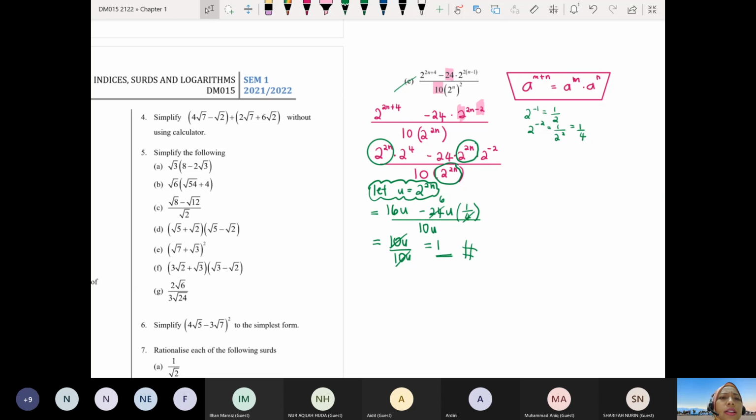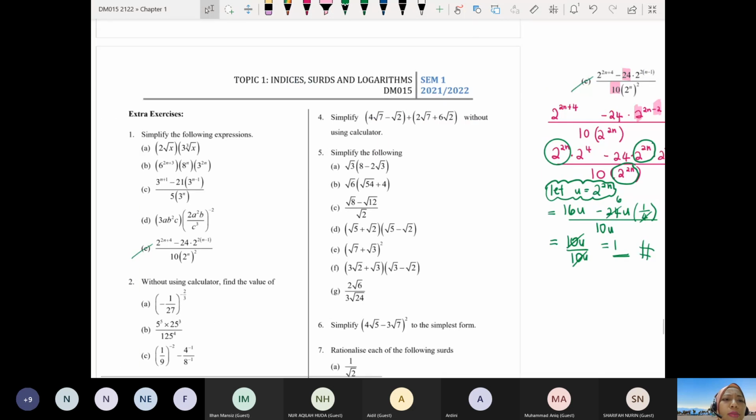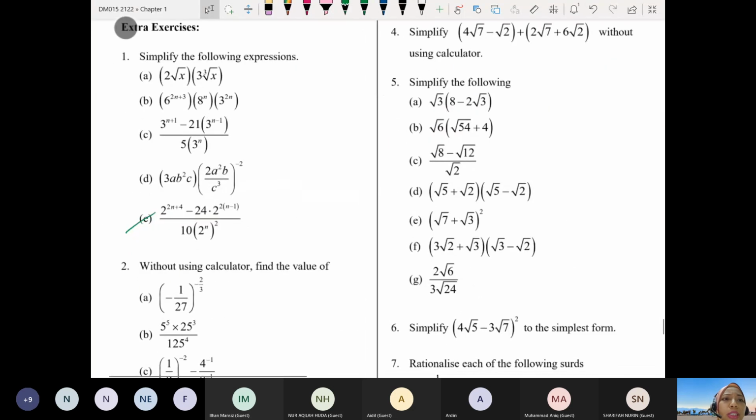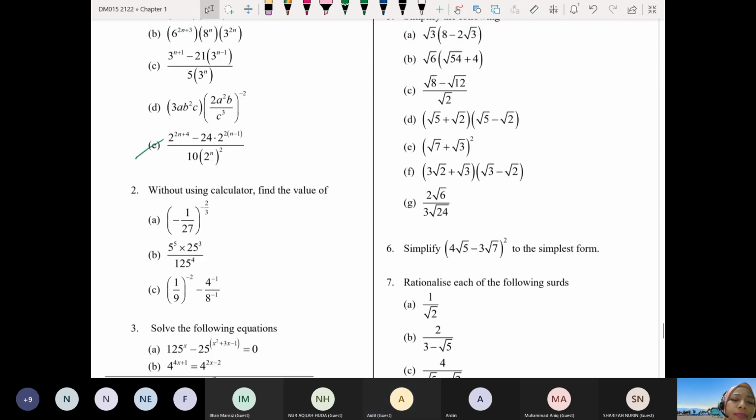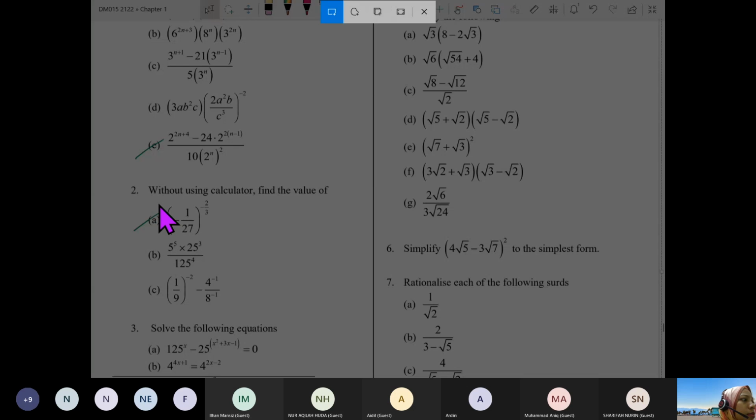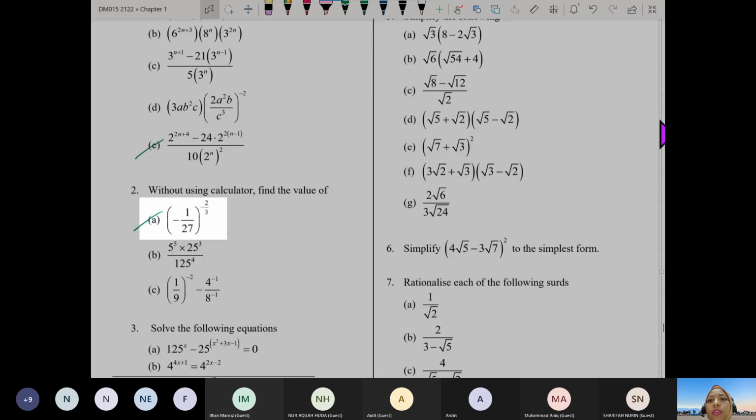Okay, lagi. We move on to the next question. Number 1 and number 2. Ada masalah? Cikgu, saya nak tanya 2A. 2A. Okay, let's try 2A.